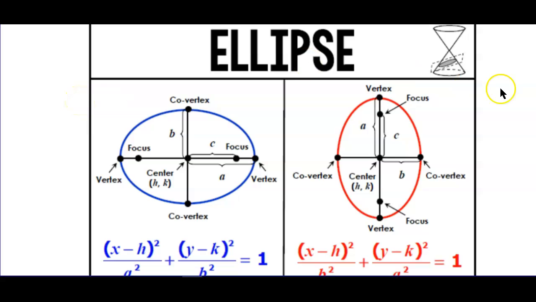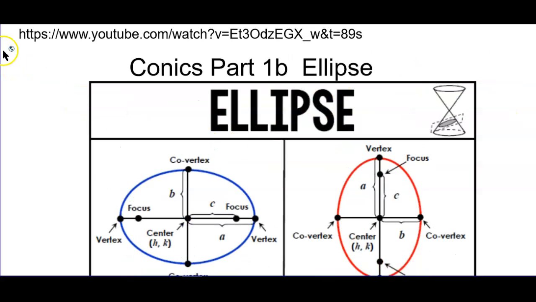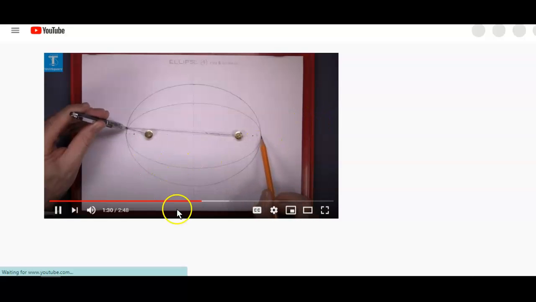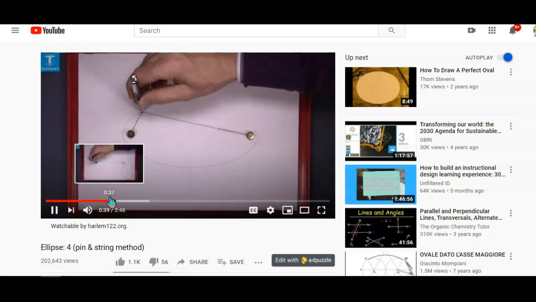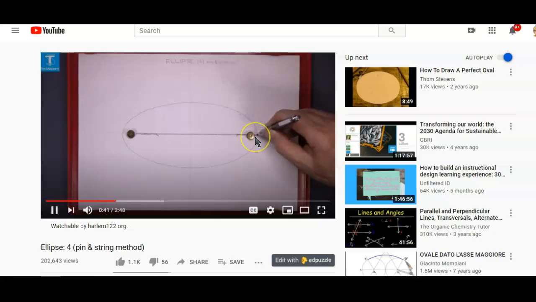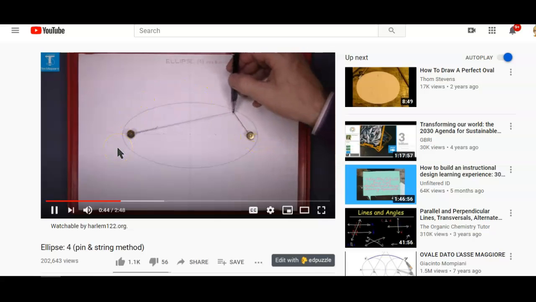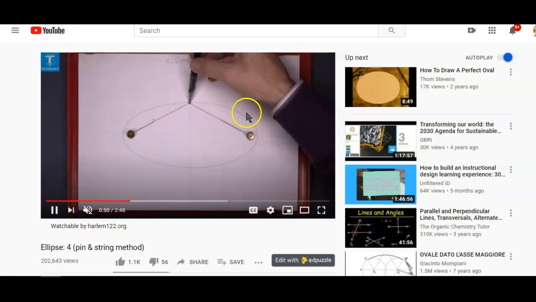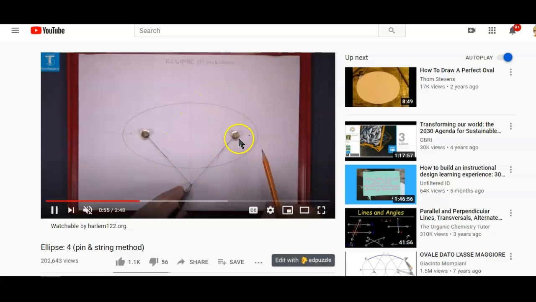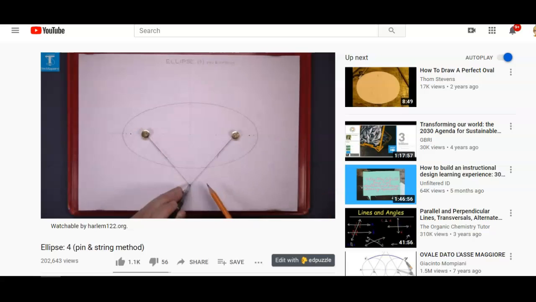And I have a video. It's not short enough for me, but I'm going to kind of fast forward through it here. I just want you to see, because normally I would go to the board and do this. See, what happens is if you take a string and you attach it at these two focal points and you draw, let me turn off this volume here, and you take the string, put your pencil or your whiteboard marker, and then he moves the pins closer together, okay? And he's going to get a different ellipse.